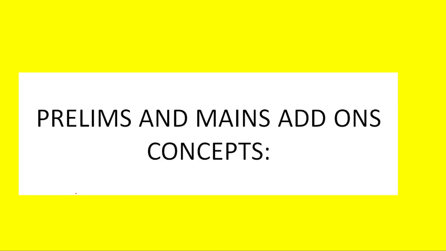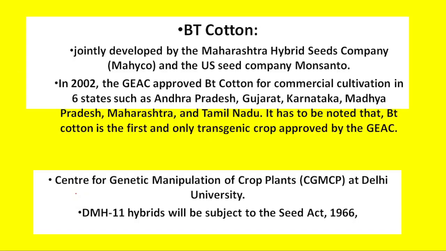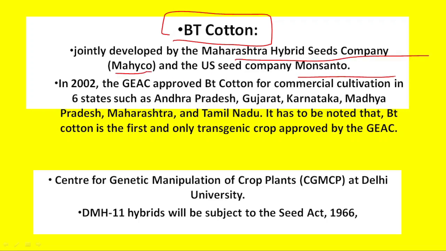So some of the questions from the prelims or main points of view need to be discussed. These are add-ons. First, BT cotton. A question could be asked in the prelims. These are developed by Mahyco, the Maharashtra Hybrid Seed Company, and Monsanto. It has been approved in 2025 in 6 states. These are the two things you need to remember for BT cotton.